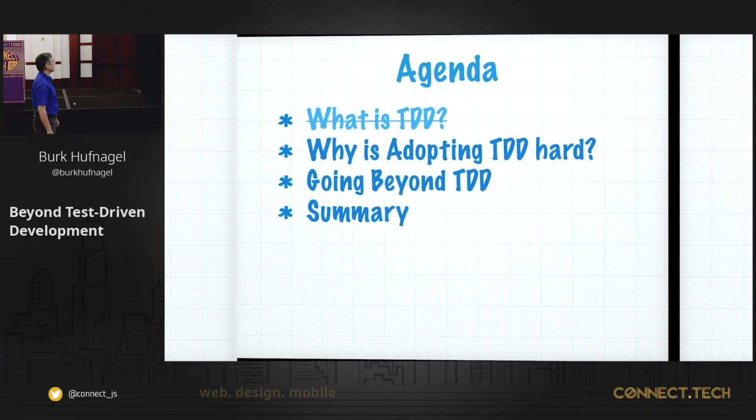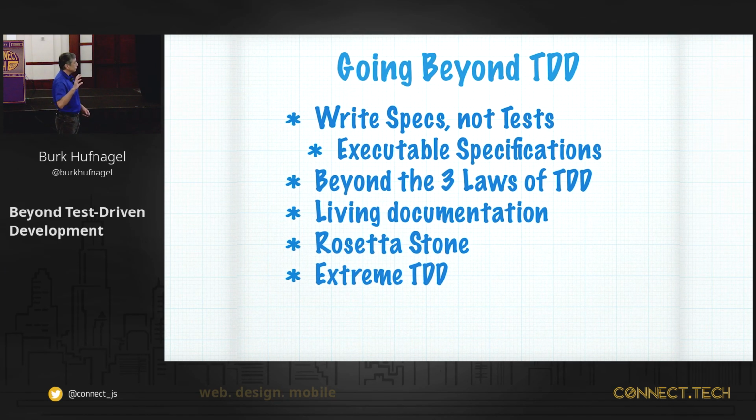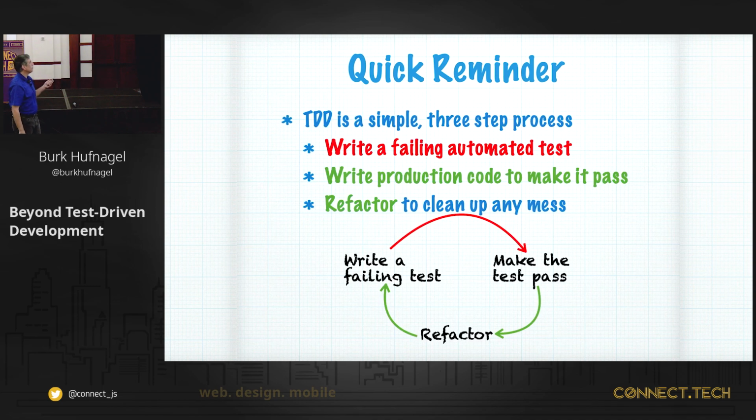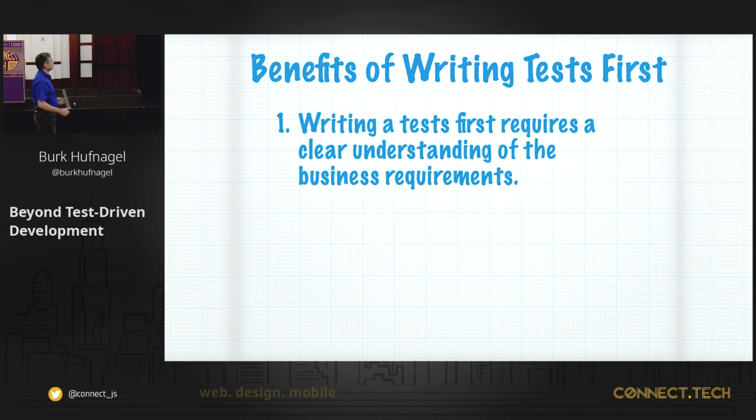So that's that part. Okay, so that gets us to the next part, the good part, going beyond test-driven development. Okay, and we'll be covering these pieces. Specs is not eyeglasses. Specs is short for specifications, but it doesn't fit on the screen, so we'll get into this. Quick reminder, right? The whole idea of test-driven development, 3 steps: write the test, make it work, clean up your mess. Okay, so benefits of writing the test first.